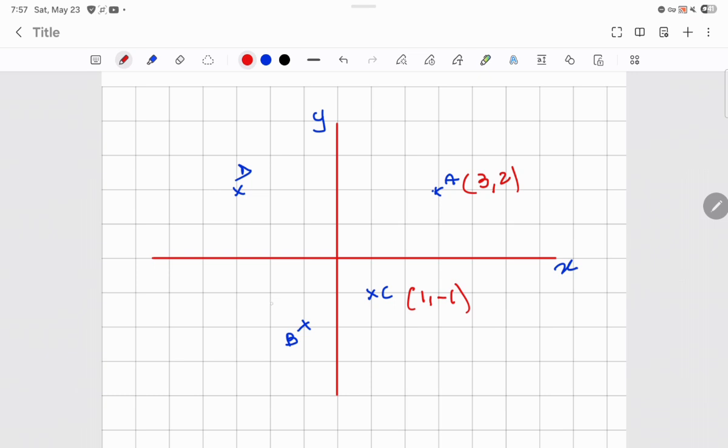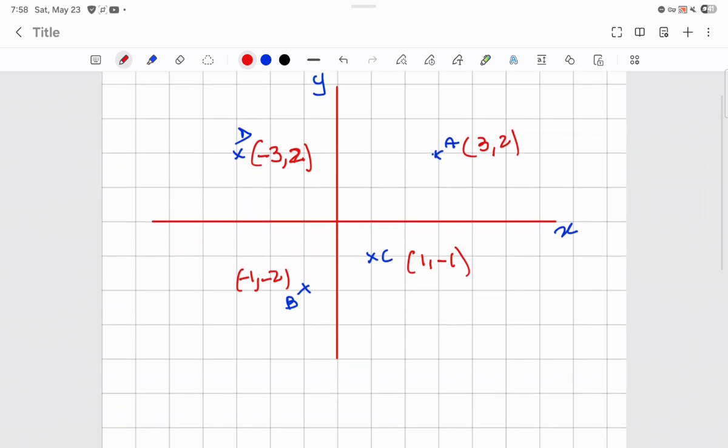Then for point B, we can see that you have to go to the left, so negative along the horizontal. Then you have to go down twice, negative along the vertical. While for point D, you go to the left 3 boxes, then go up 2 boxes. So this is how we locate our points on the coordinate plane, the XY plane, as it is usually called.